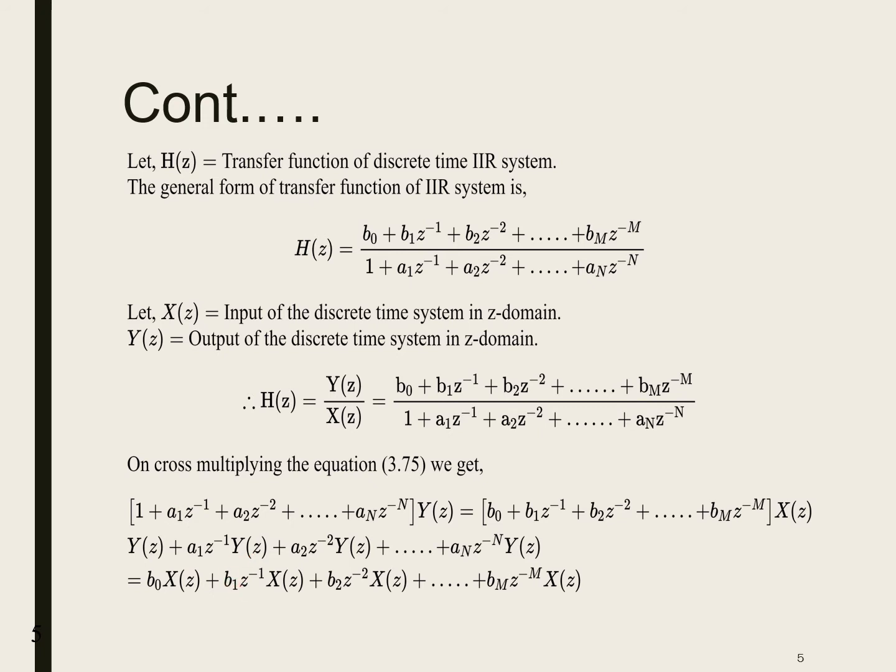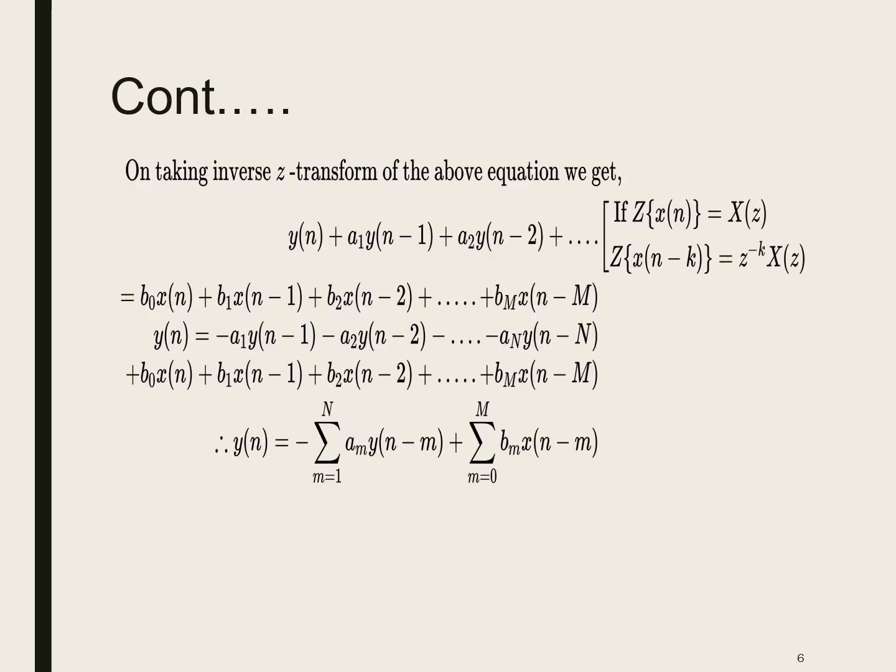So this z inverse is actually the delay element that we know in Z transform. So, on taking inverse Z transform of the above equation, we know that Z of x of n is X of z, whereas Z of x of n minus k is equal to z to the power of minus k into X of z. This is actually the shifting property, right? So, while using this, if the element is z to the power of minus 1, our inverse Z transform will become y of n minus 1 or x of n minus 1.